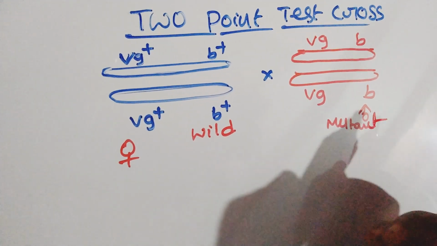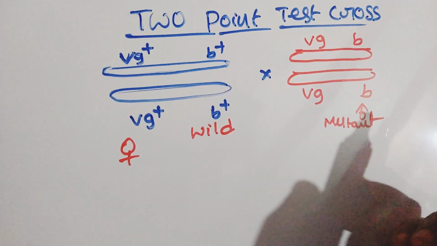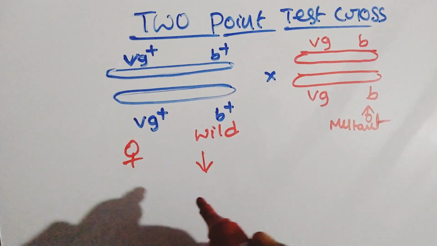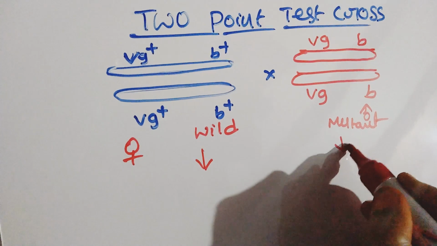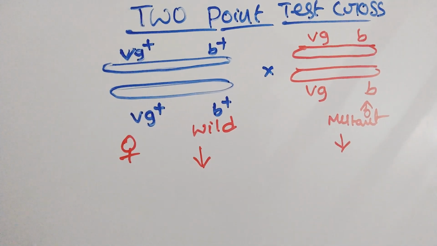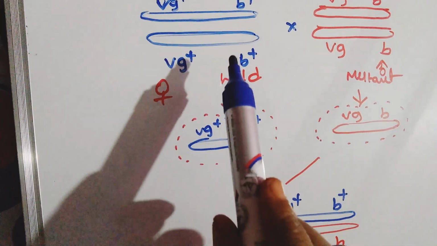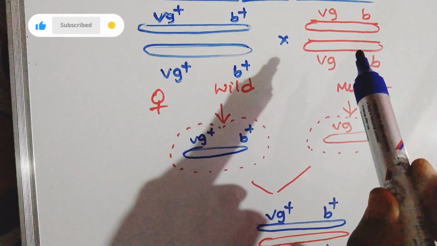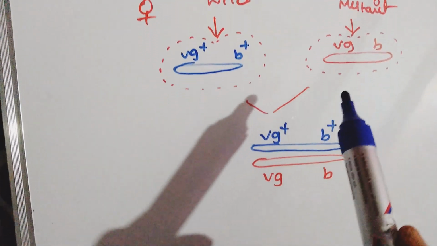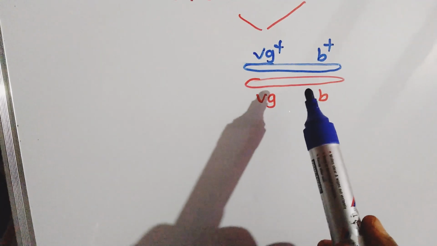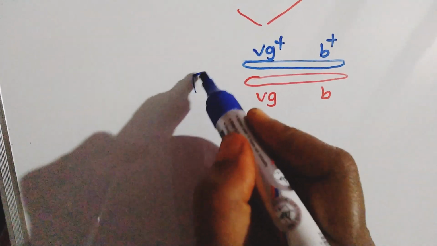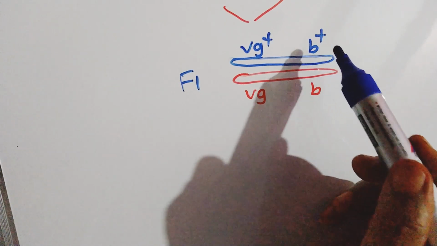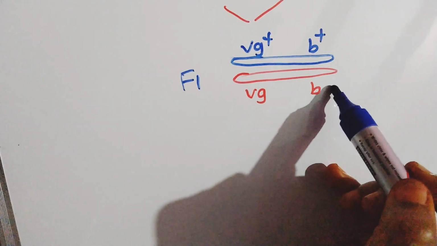Okay. So, let's see the crossing. From this we get 1 gamete each. This is the wild variety, and from this we are getting this gamete. This is the mutant variety, and from this we are getting this gamete. By the fusion of these two, we are getting an F1 hybrid. This F1 hybrid has both the wild chromosome as well as the mutant chromosome.